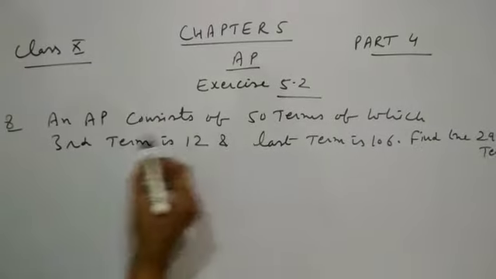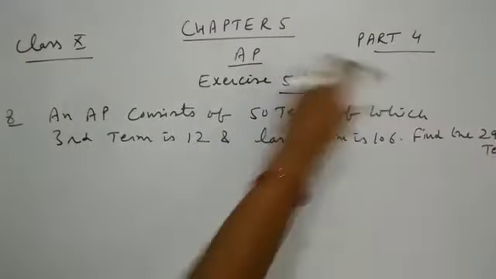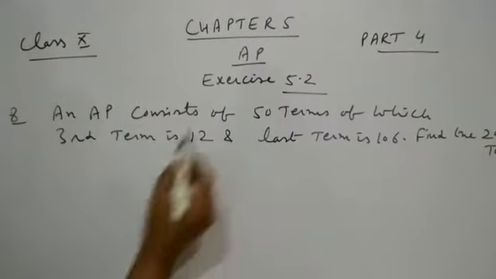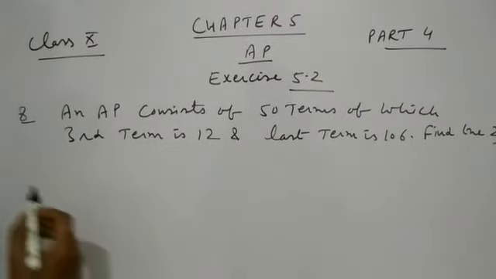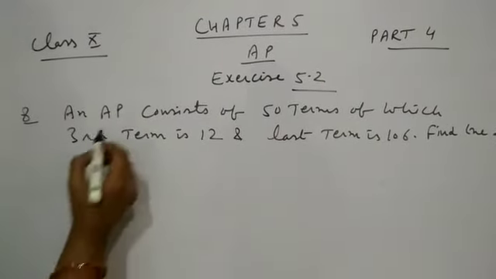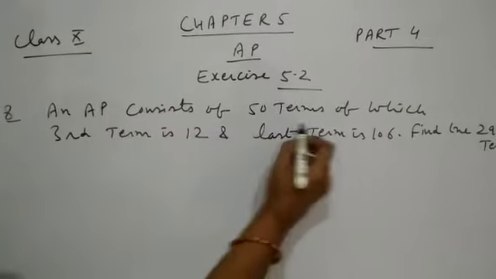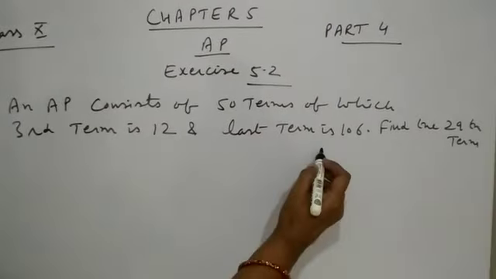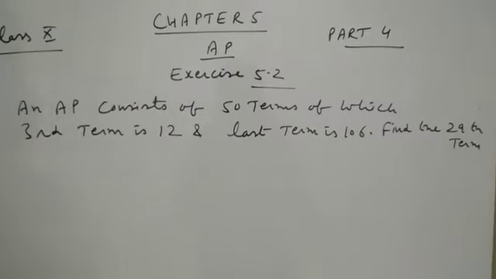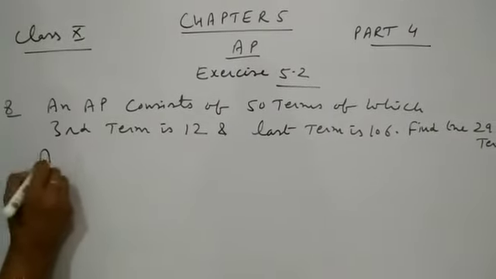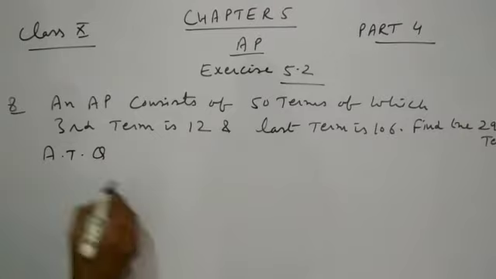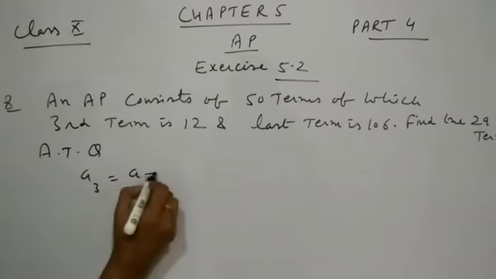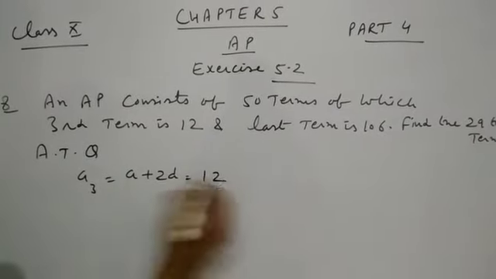Hello students, so next we continue with part 4 of chapter 5 with exercise 5.2 question number 8. An AP consists of 50 terms of which third term is 12 and last term is 106. Find the 29th term.